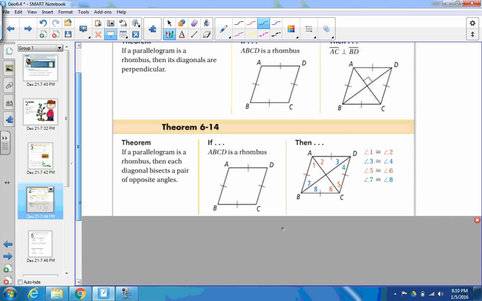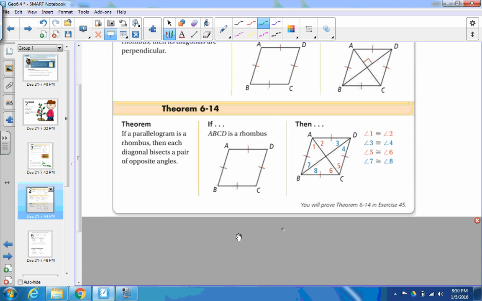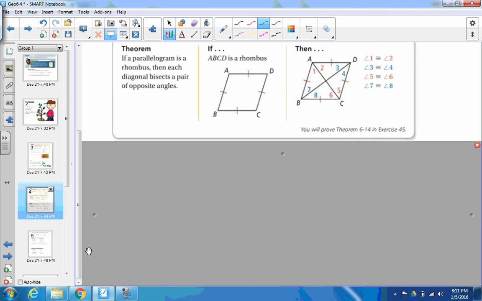Theorem 6.14 says if a parallelogram is a rhombus, then each diagonal bisects a pair of opposite angles. So, let's describe the picture, rhombus ABCD. It's a parallelogram that's a rhombus because the sides are congruent. We have the diagonals. Each diagonal bisects the angles that it goes through. So angle 1 is congruent to angle 2, 3 is congruent to 4, 5 is congruent to 6, and 7 is congruent to 8. That's for rhombuses, so it can be squares or rhombuses.